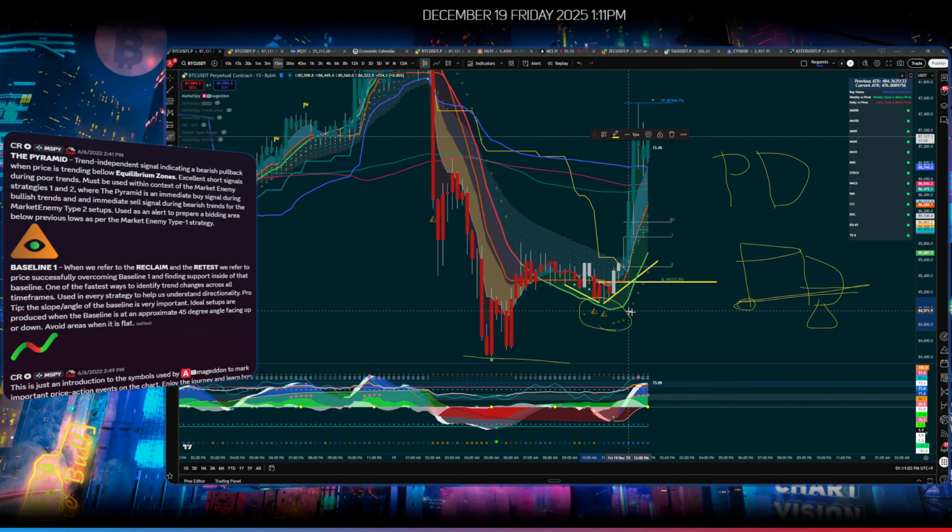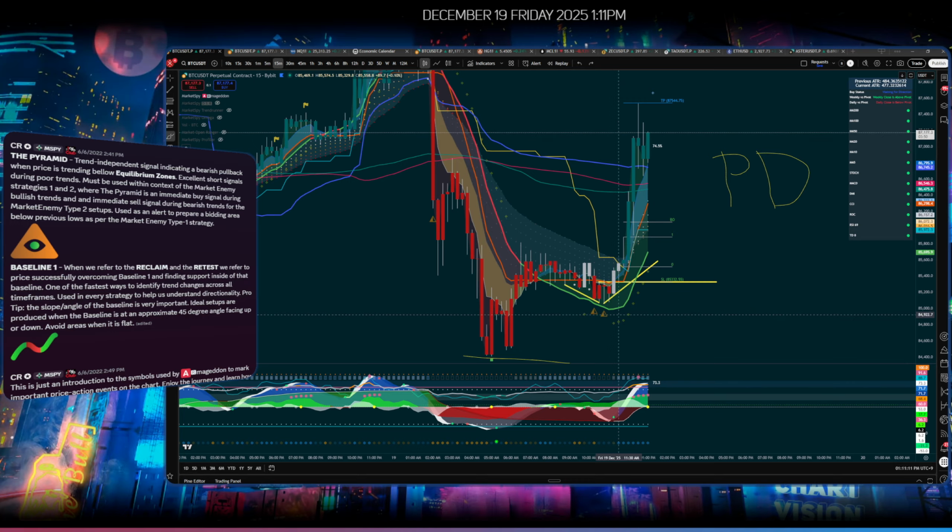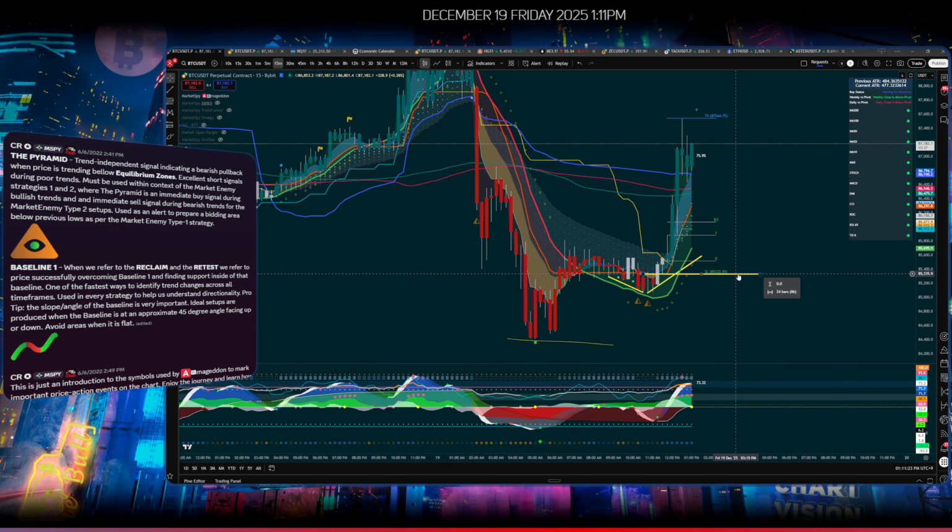I'm going to slow down a little bit just so you can understand. And then this is a high probability long setup. I'm not going to discuss the type 1 market enemy and type 2 market enemy strategies here, but I just want you to look at these pyramids in their raw form and understand what is happening here.